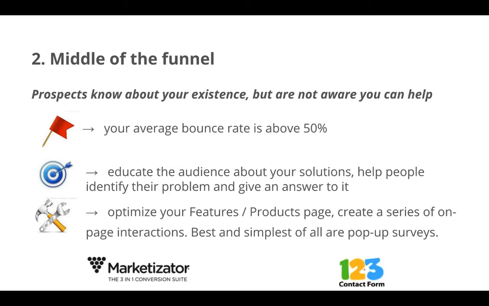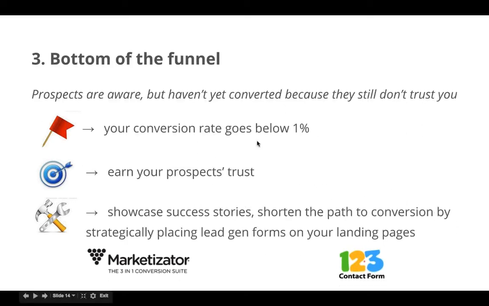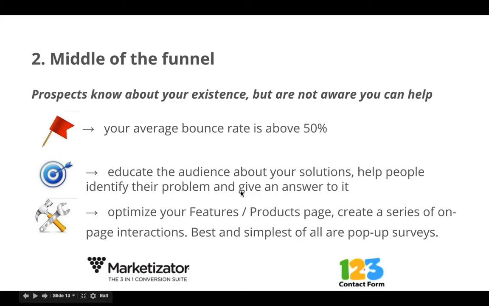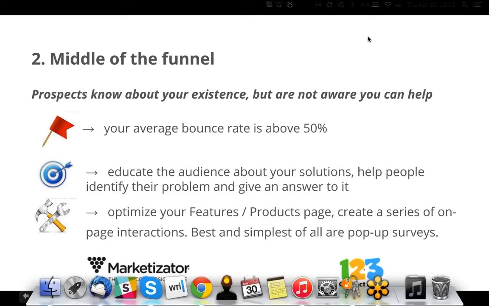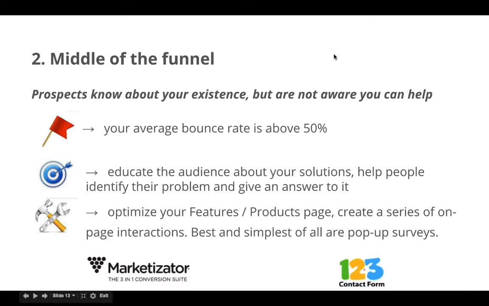Now, that usually can be achieved by optimizing the key pages on your website for this, which are the feature product page or the page where you showcase your service in a business context, where you present them your products, your merchandise, or you present them your solutions. Now, what you can really do on that page is to work upon the content, of course, to work upon the calls to action, and our personal advice here from 123 Contact Form and Marketizator today is to try to see a little outside the box and to try to initiate a dialogue with your visitors.